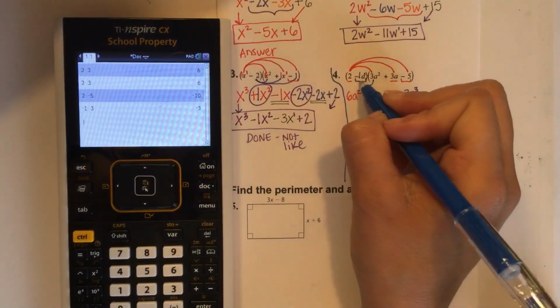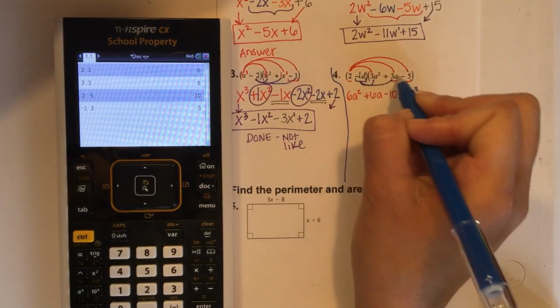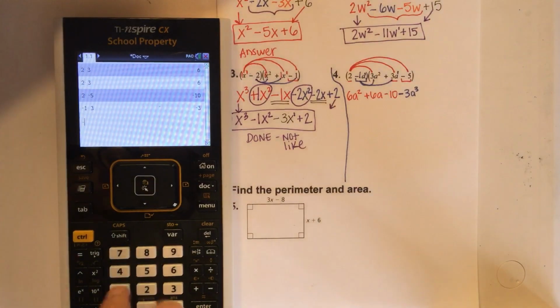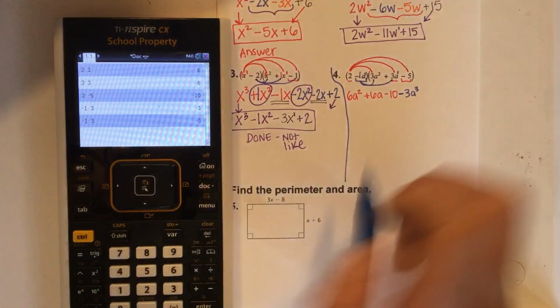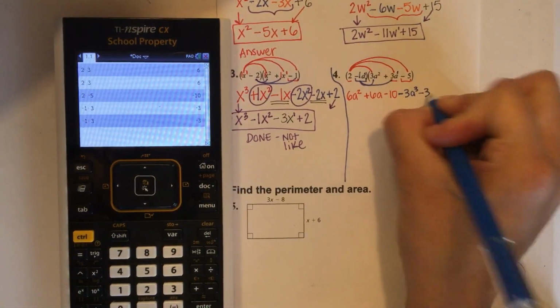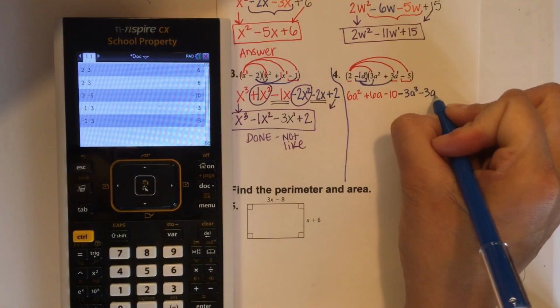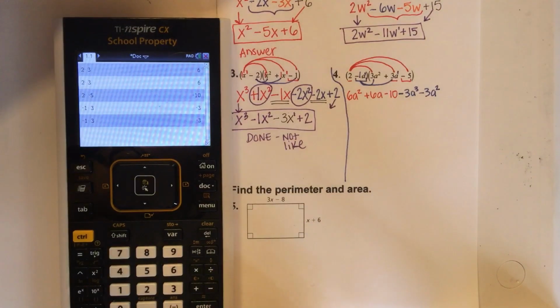Now we're going to take negative 1a and multiply it with a positive 3a. When you do that, you add the exponent. So negative 1 times 3, negative 3 again. But this time you take a to the first, and add them, so a squared.